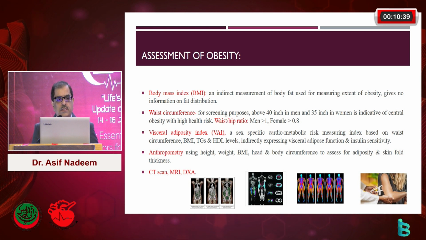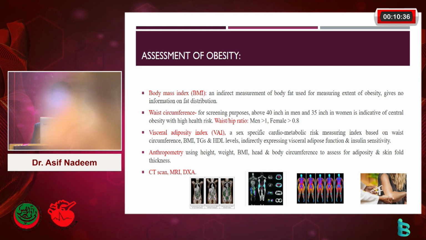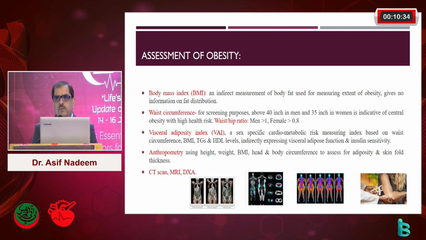So how do we assess obesity? Body mass index is very simple, and I encourage that we all should know our body mass index and the body mass index of our patients. Then the waist circumference should not be more than 40 inches in males, and not more than 35 in females. Waist to hip ratio in men should not be more than 1, and in females not more than 0.8. Then we can have visceral adiposity index, anthropometry, skin fold thickness test, and in the research labs we can have CT scan of our fats, MRIs of fats, and DEXA scans.